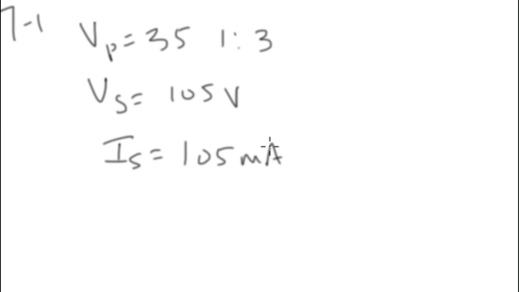Now they want to find I primary. So over here on the primary side I have a 35, and on the secondary I have a 105. Over here I've got a 105. So I want to go bigger over here than I do over here. So I'm going to go 3 times the 105, or 315 milliamps.